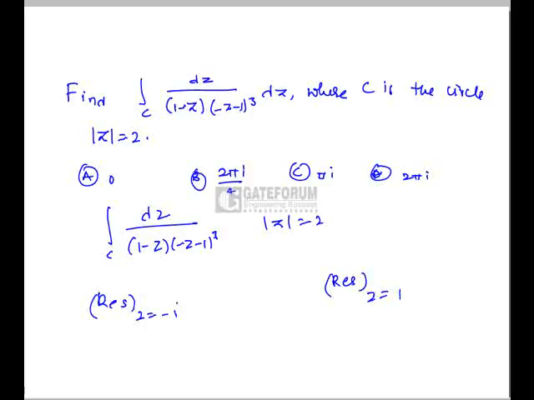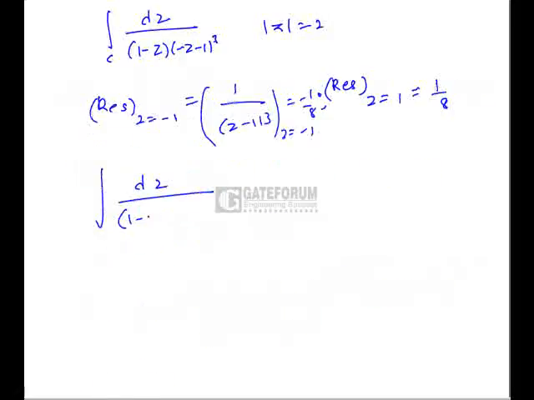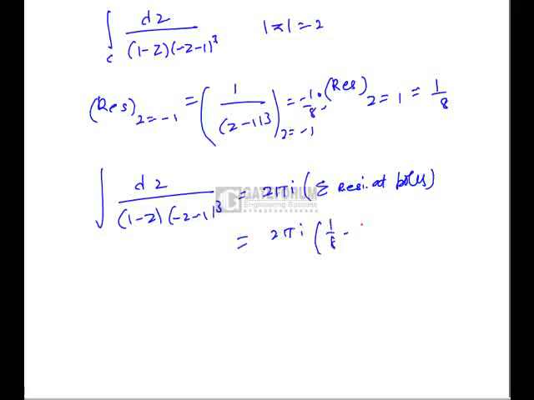Now, residue at z is equal to minus 1 is nothing but 1 by z minus 1 whole cube at z is equal to minus 1, which will give you minus 1 by 8. Similarly, residue at z is equal to 1 will also be 1 by 8. Hence, the required integral is nothing but 2 pi i into the summation of residues at the poles, whatever the number of poles, which is nothing but 2 pi i into 1 by 8 minus 1 by 8, because they are minus 1 by 8 and plus 1 by 8, which will be equal to 0. So the answer is option A.